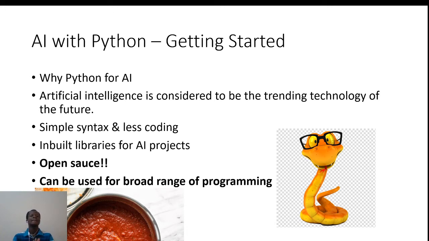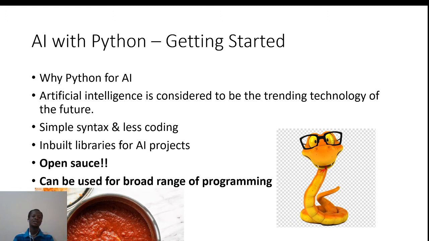Python is one of the state-of-the-art programming languages today, object-oriented programming, that is very good for you. Because it has certain characteristics and attributes, that's why we want to go for Python. It has a simple syntax. It needs less coding to use it. It has inbuilt libraries for AI objects. It's open source. It's free.